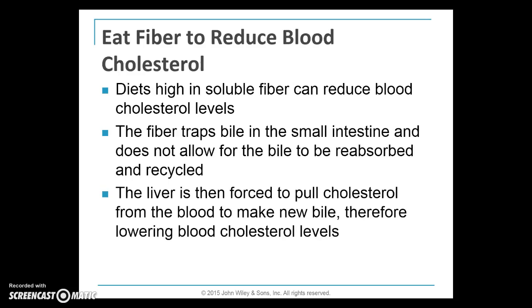Can eating fiber help us reduce blood cholesterol? Well, we've learned that diets high in soluble fiber can reduce blood cholesterol levels. The fiber traps bile in the small intestine and does not allow for the bile to be reabsorbed and recycled. And then the liver is forced to pull cholesterol from the blood to make new bile. Therefore, it's not floating around in there, causing that plaque buildup.